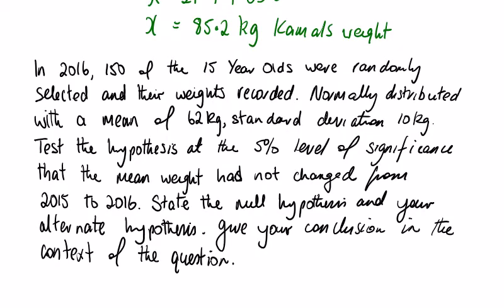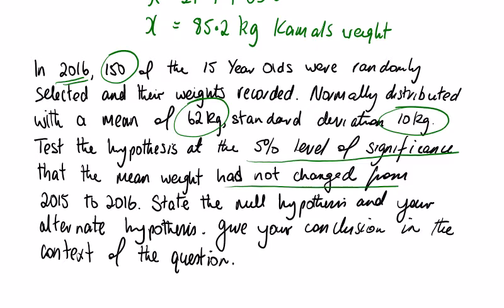Next part of this question, in 2016, so the following year, a sample of 150 of the 15-year-olds were randomly selected and their weights recorded. They were normally distributed with a mean of 62 and standard deviation 10. Test the hypothesis at the 5% level of significance, so a 95% confidence test, that the mean of the weight had not changed from 2015 to 2016. State the null hypothesis and your alternate hypothesis and give your conclusion in the context of the question.